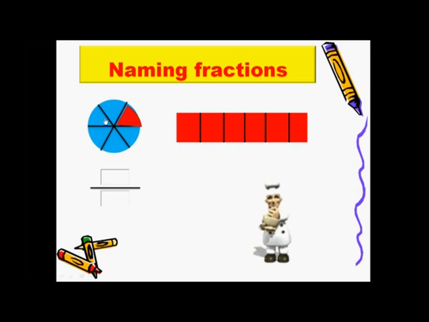Let's see. Did you count the number of pieces? 1, 2, 3, 4, 5, 6. So 6 pieces. And how many pieces out of 6 is shaded? 1. So the name of that piece is 1/6. And note, if I had shaded any other piece, it would still be 1/6. So these are all 1/6. Very good.